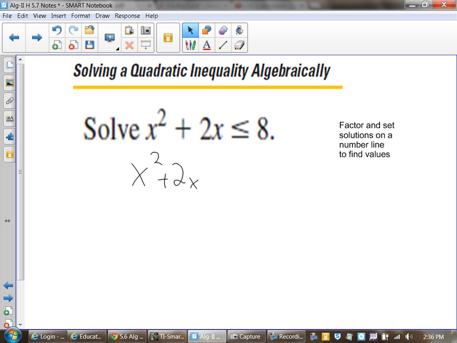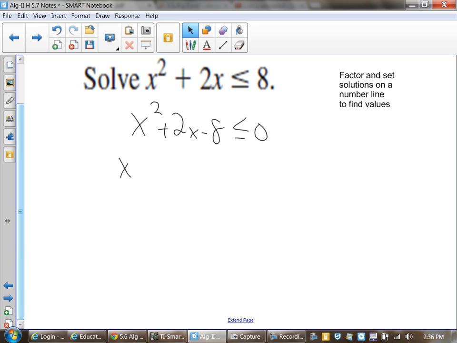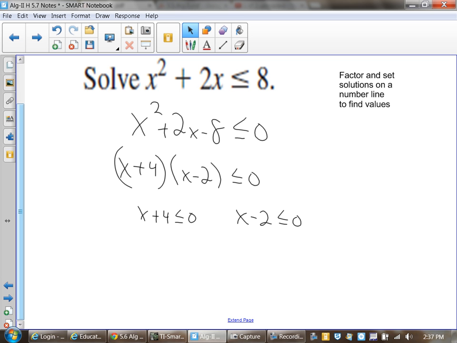X squared plus 2x minus 8 is less than or equal to 0. X plus 4, x minus 2, less than or equal to 0. I now set the two terms less than or equal to 0 instead of setting it equal to 0. That's the only change. So now, when I go to solve that, I get values of x that are less than or equal to negative 4, or values of x that are less than or equal to positive 2.